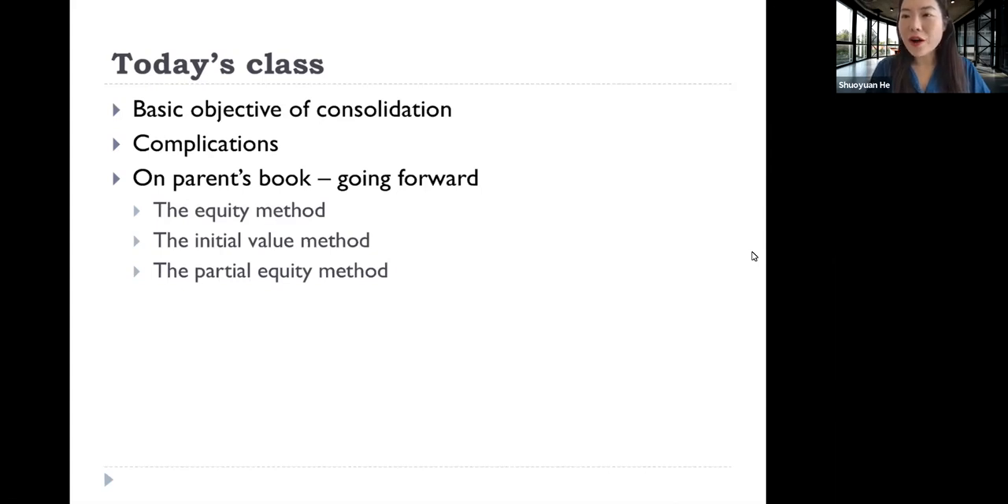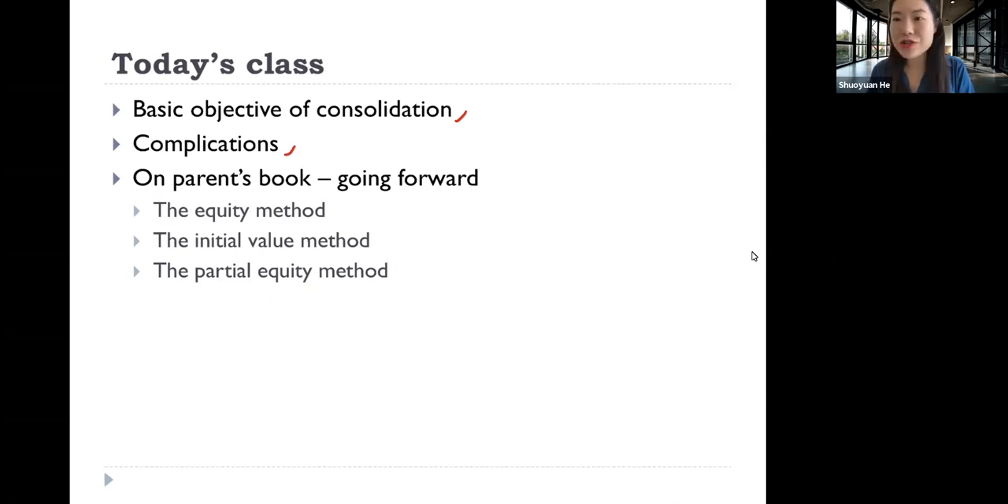We just had a review of how to do consolidation at the date of acquisition. Now we're going to begin talking about the first part of chapter 3. Specifically, the topics we're going to cover in today's class include, first of all, what is the basic objective of consolidation? What may complicate the consolidation process? And then we're going to look at what to do on the parent's books subsequent to the date of acquisition.